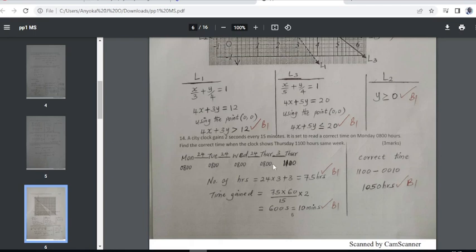Then plus the 3 hours, because we are moving from, we want Thursday 8 hours. So we get the total number of hours between Monday 8 and Thursday 11. So it will be 24 times 3 plus 72 plus 3, because of these 3 hours from 8 to 11, 3 hours, 75 hours. Time gained, because it is gaining 2 seconds in every 15 minutes.